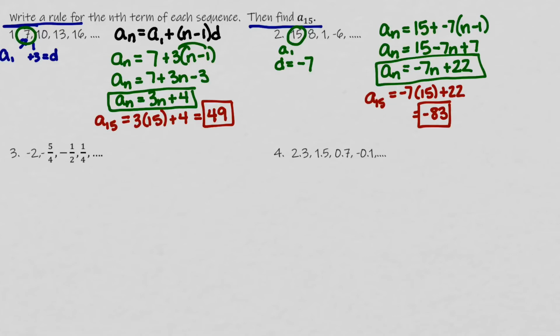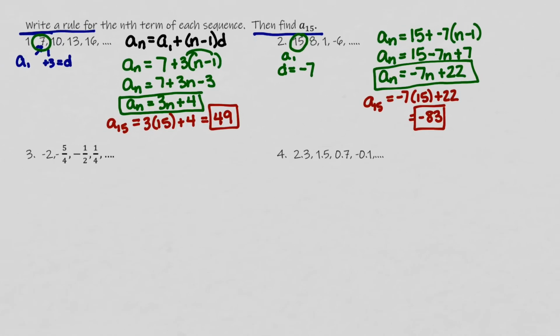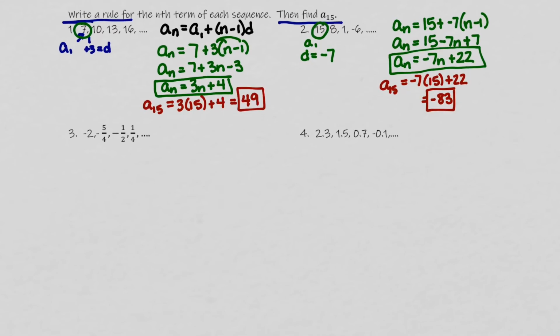Okay. So those two rules, one of them had where d was positive, one had where d was negative. Even though with negative, it looks like you're subtracting each time, it's still addition of a negative term, so it all still works. All right, number 3, the sequence -2, -5/4, -1/2, +1/4. We need to figure out what we're doing to get to each term.